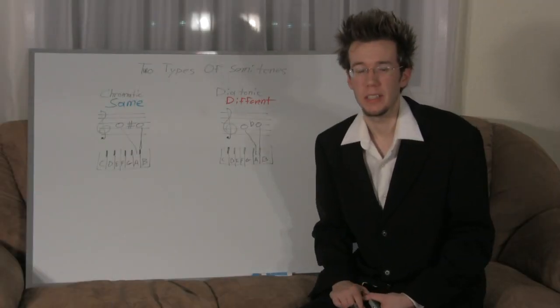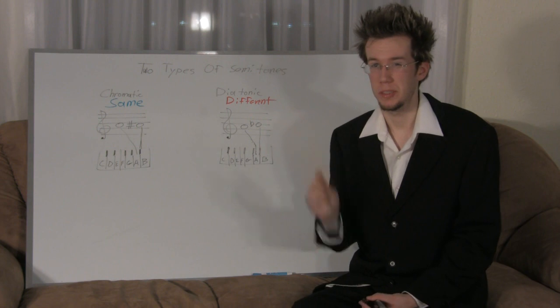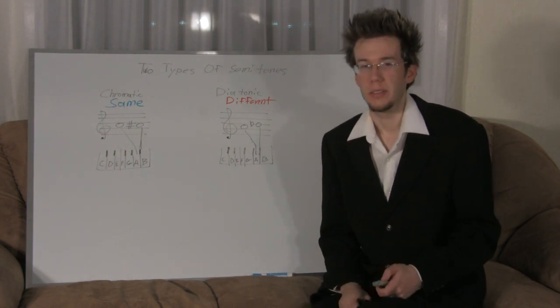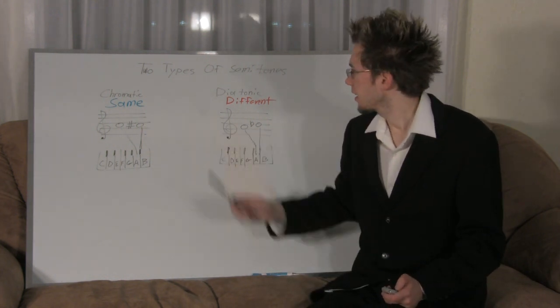Alright, so the first thing we need to talk about is the two different types of main semitones we've got here. The two words are chromatic and diatonic.